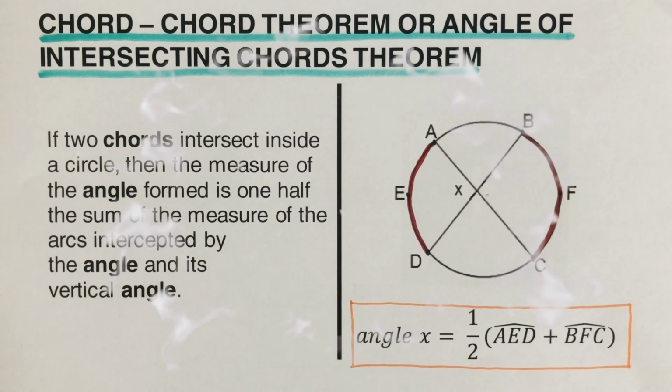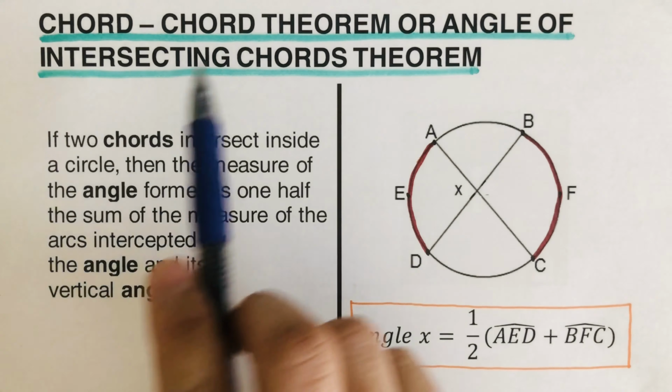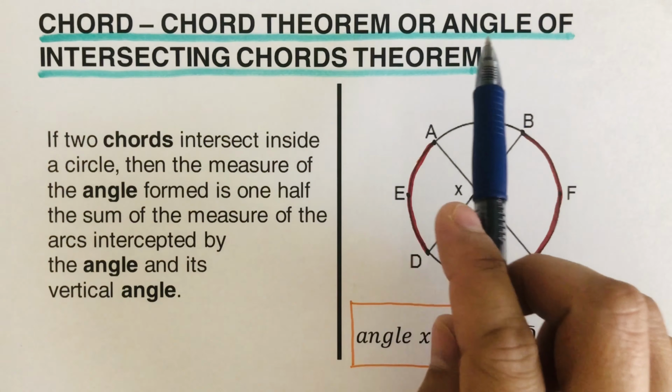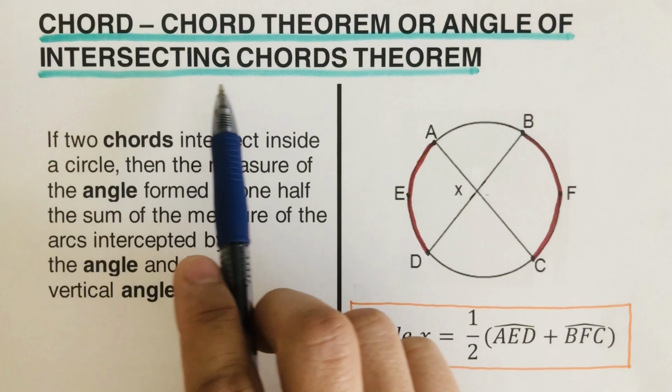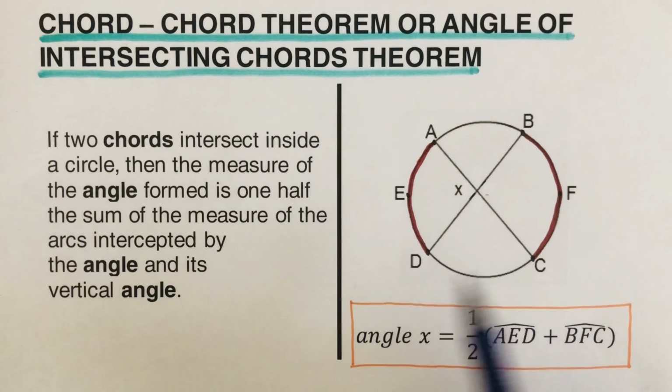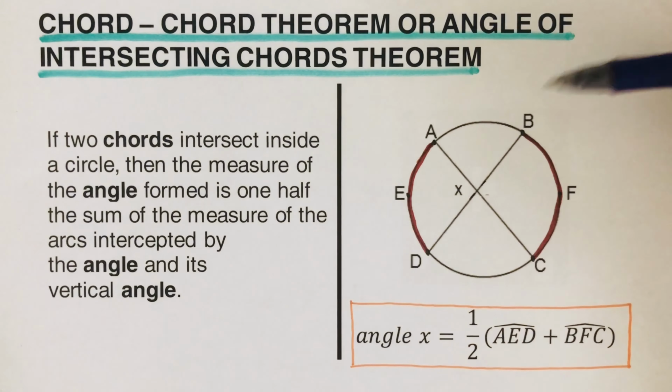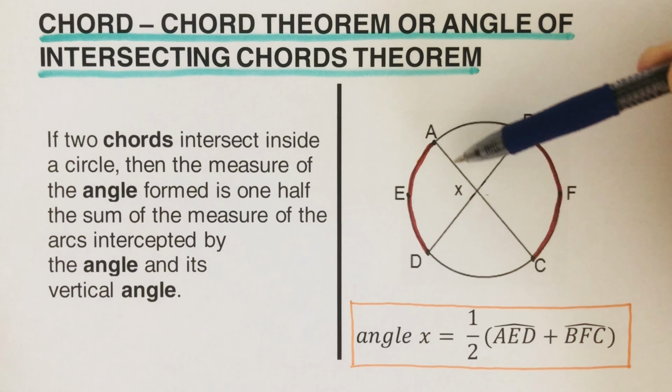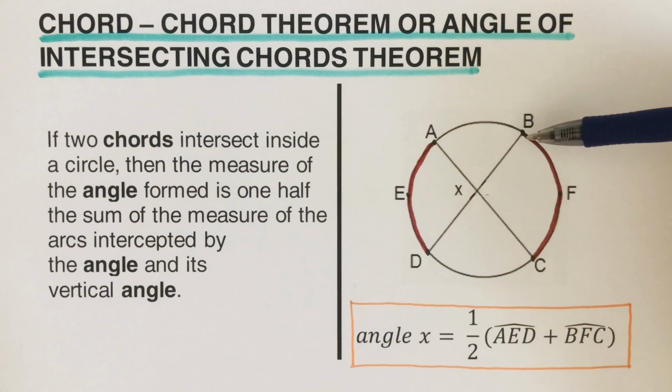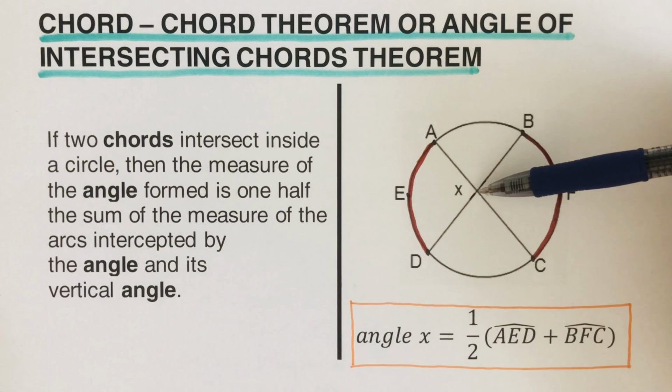Everyone, in this video we're going to look into the chord-chord theorem, otherwise called the angle of intersecting chords theorem. So let's go over this picture right here to better understand what we mean by the chord-chord theorem. First, we are given two chords here: chord AC and chord DB. These two chords are intersecting at a point inside the circle. So that's this point right here.